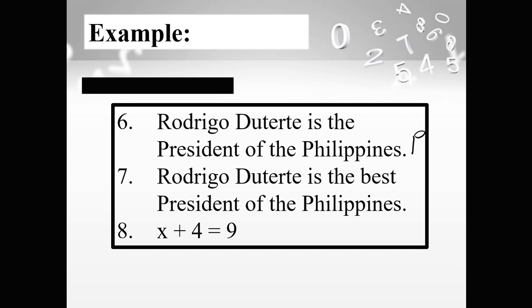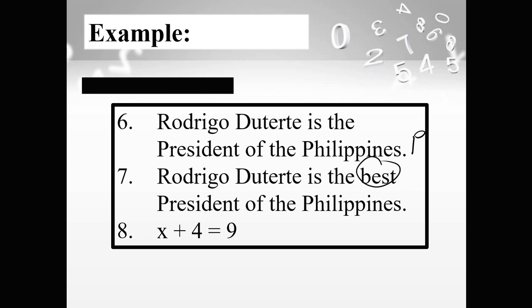So, how about number 7? If we will compare it to number 6, we have Rodrigo Duterte is the best president of the Philippines. There is a word best. Is that a proposition or not a proposition? Okay. So, tingnan po natin maigi ha. Meron ng word na best.